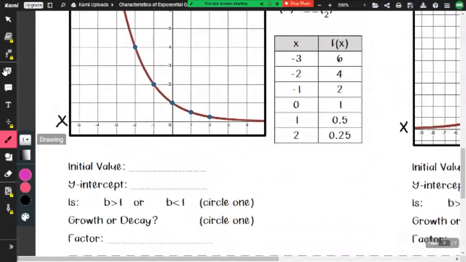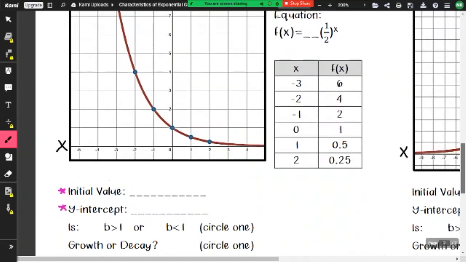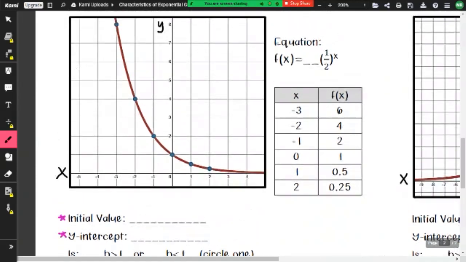Starting with the y-intercept, the initial value. Once again, the initial value and the y-intercept are the exact same thing. Now, in this equation, they don't give us one, so we're going to start with the graph. Label your x and your y-axis. What is my y-intercept? It's crossing the y-axis at the number 1, so the y-intercept is (0, 1). That means I could go ahead and fill in front of the parentheses a number 1.